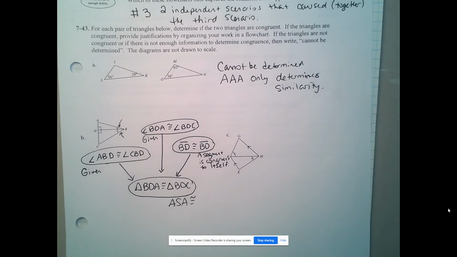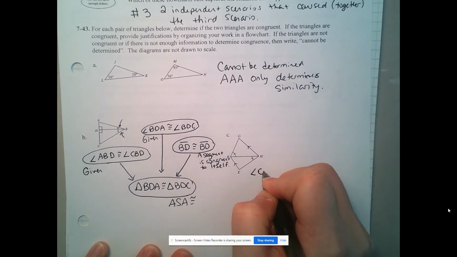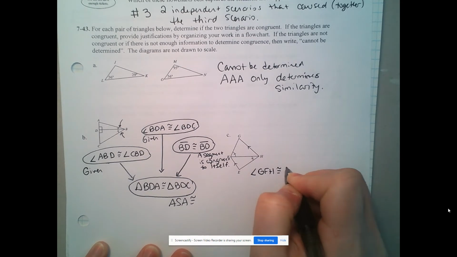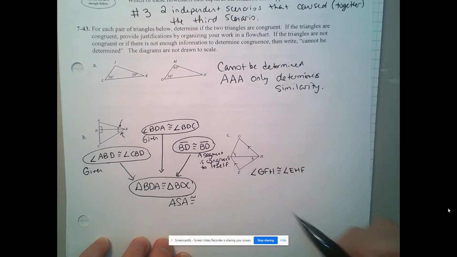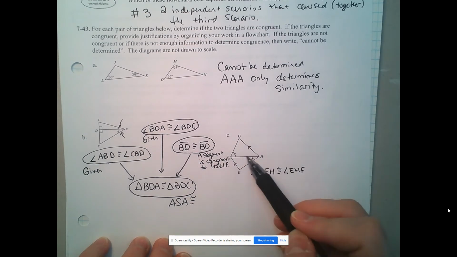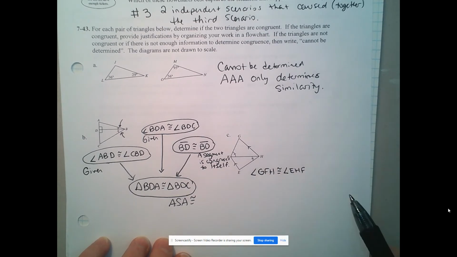In the next picture, again, we don't want to go based on size. We want to go based on symbols and things that we can see. First thing that I can see is they both have an angle with the single arc and that one single tick mark. So I might start with angle GFH is congruent to angle EHF. Notice I did not use FH and HF in the same order. GFH, and then I went EHF. So it does matter that you go around them in the same order, or I should say in consistent order.